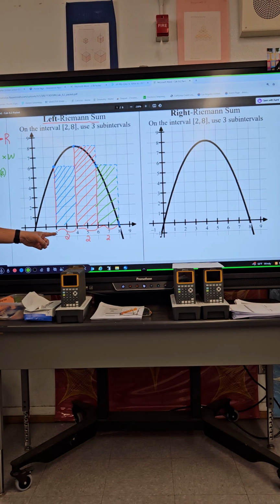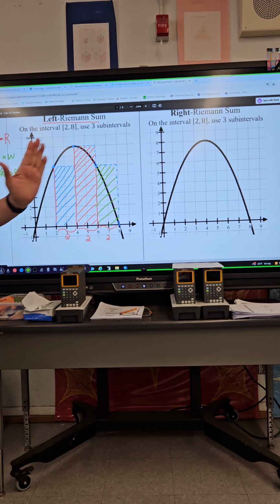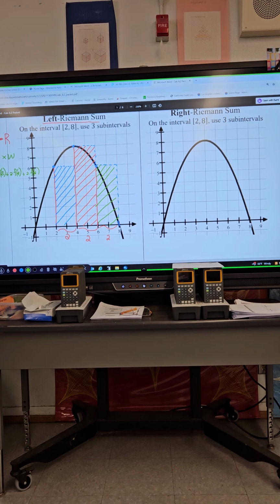So f of 2, right? And then plus 2 times what? f of, what's the next one? f of 4. Okay. And then plus 2 times f of, what's the last one? Very good. f of 6. Now, you notice the 2 is common, so we can factor out the 2, right? So it's going to be approximately 2 times f of 2 plus f of 4 plus f of 6.